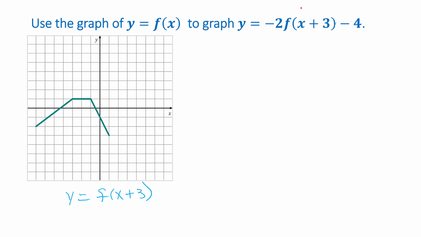And now we're going to stay as close as we can to that function. We're going to grab this 2 next. What this 2 is going to do is stretch our graph in the vertical direction. So we're going to basically multiply the y coordinates of our graph by 2.